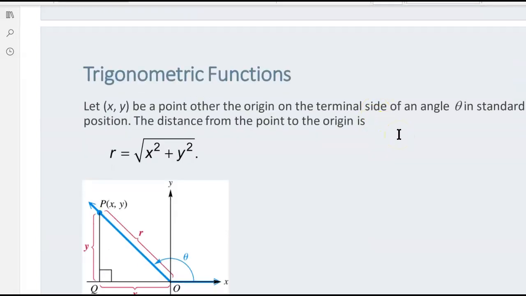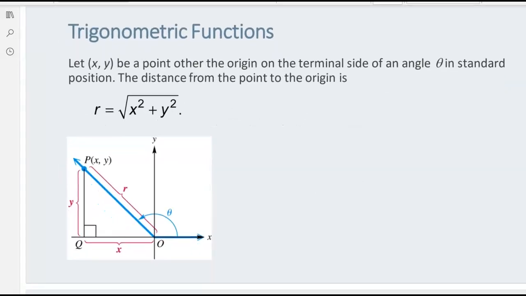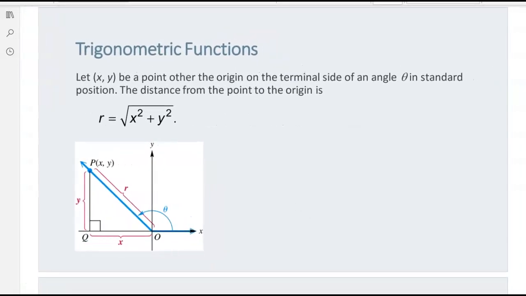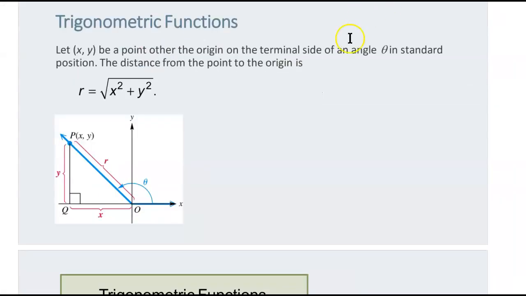We talked last week about angles being in standard position. We said that the initial side of the angle had to be on the positive x-axis. So we see here is the beginning of the angle. And then opening counterclockwise, we get this terminal side over here.